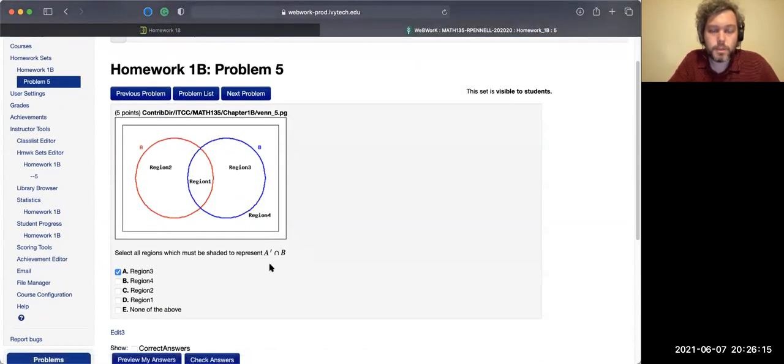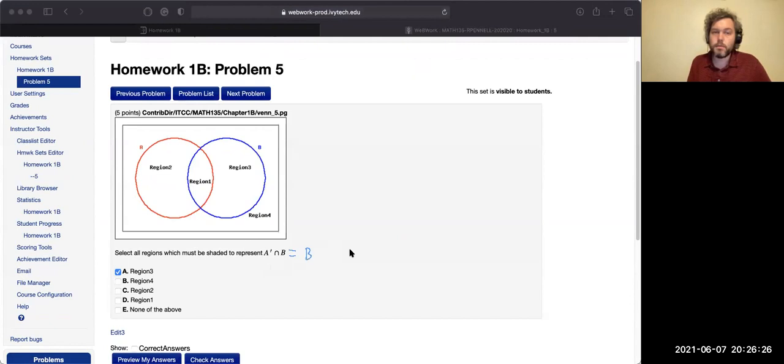All right. Select the regions which must be shaded. We did this. This is in the lecture notes. A complement intersect B. That's like saying B minus A. Okay. So it's the part of B that has nothing to do with A. And that's just going to be region 3 here. Okay.